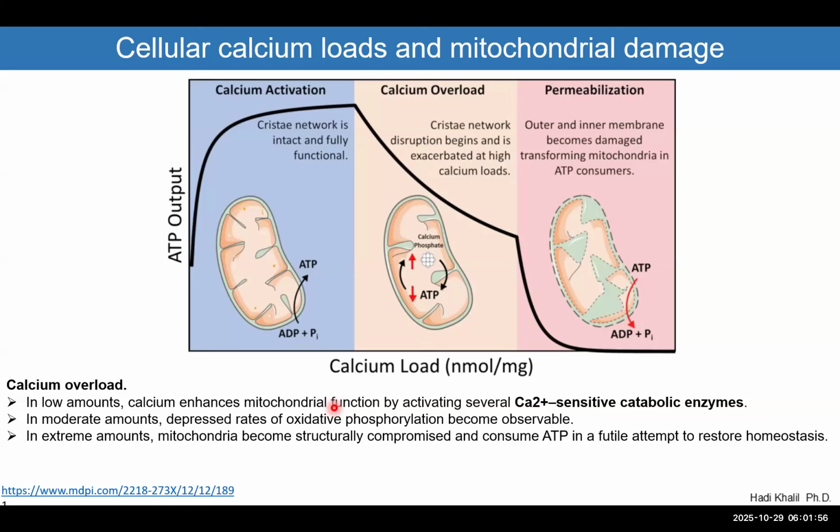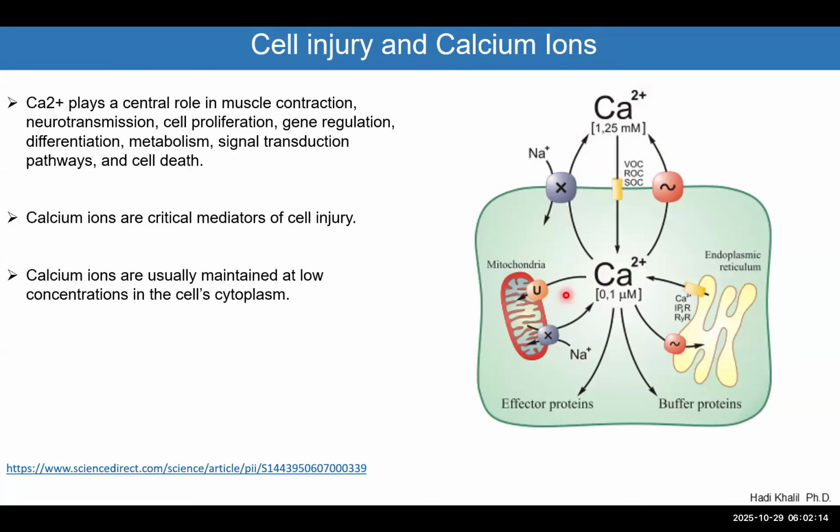So any fluctuation that is affecting the calcium level would eventually cause mitochondrial dysfunction. And you can tell if ATP is not generated, the cell is most probably going to die. Which brings us back to this slide again.